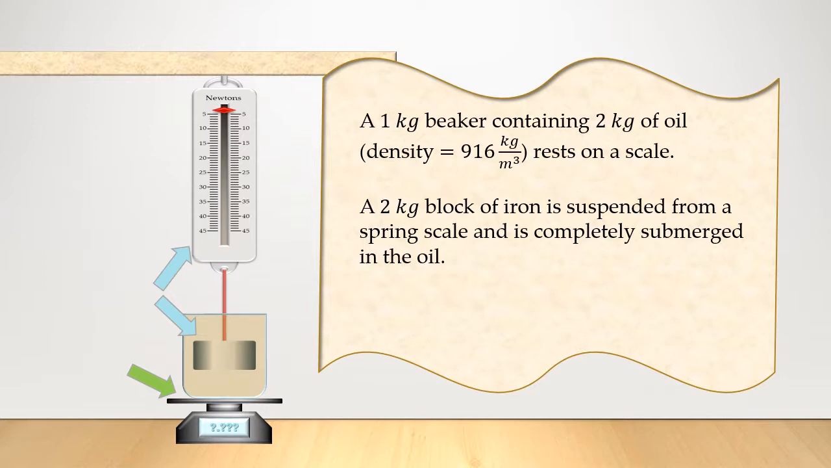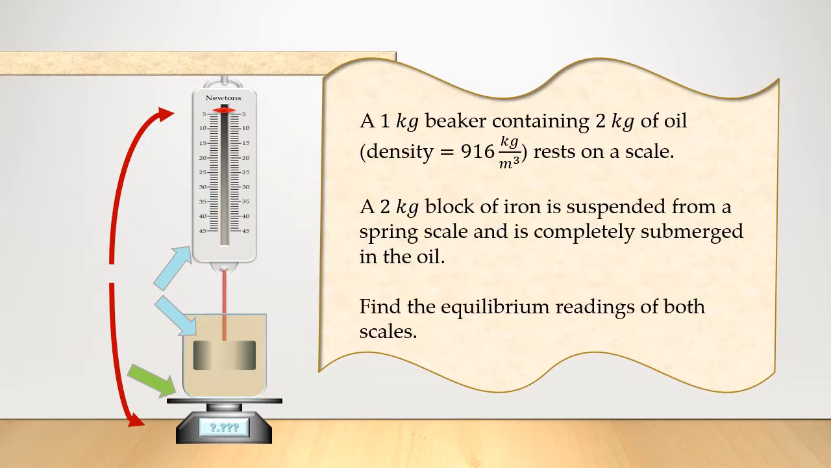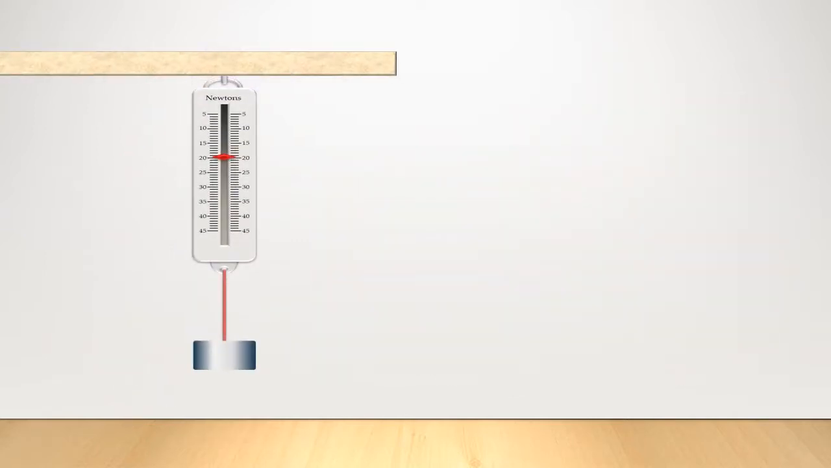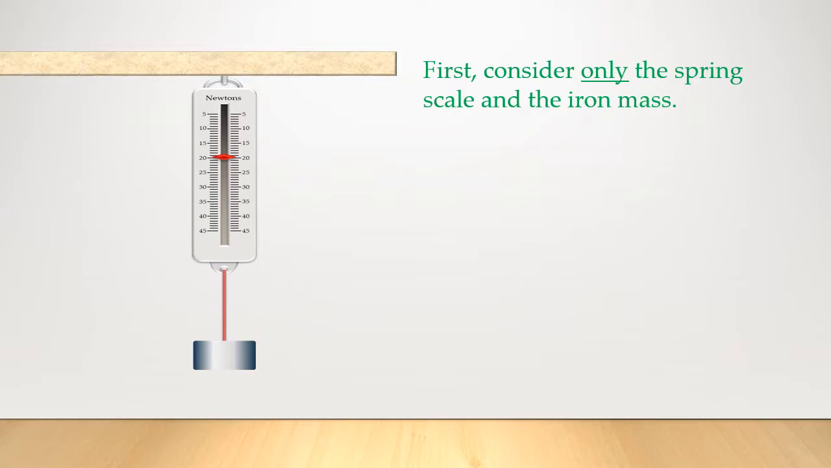Now, a 2 kilogram block of iron is suspended from a spring scale and is completely submerged in the oil. The question is to find the equilibrium readings on both scales. So let's see how that is done. So first, let's consider only the spring scale and the iron mass. Let's isolate that part of the problem.